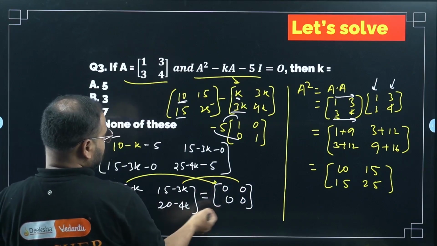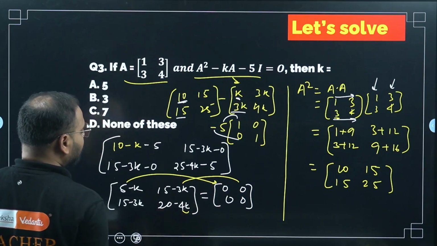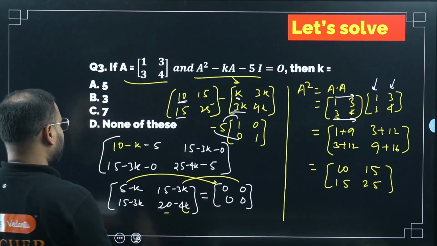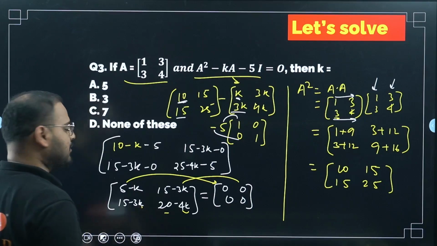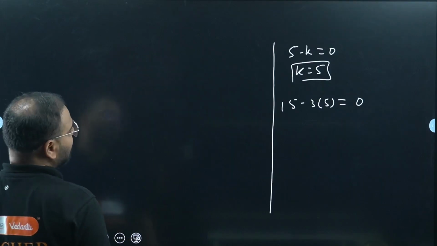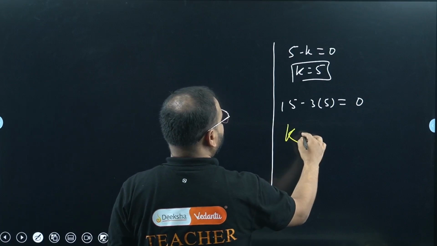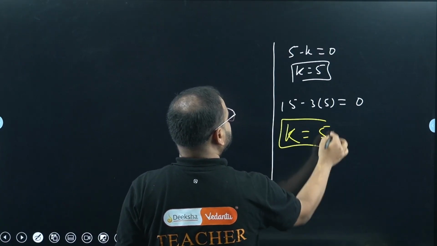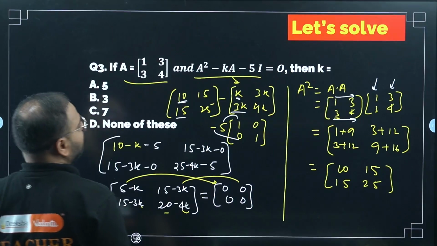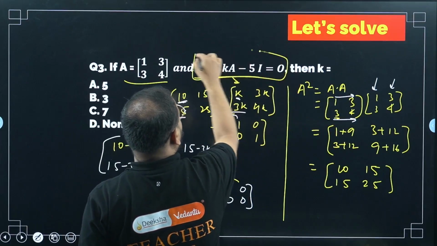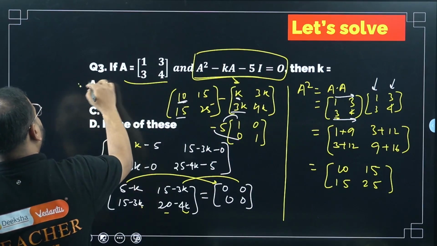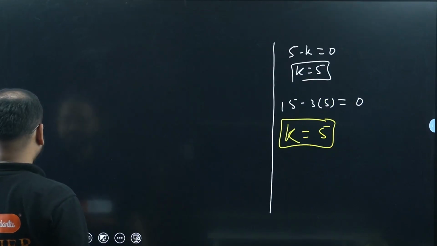Similarly for this, if you put here 5, 5 into 4 will become 20. 20 minus 20 is 0. Put here 5. 5 into 3 is 15. 15 minus 15 is 0. So yes, k is the value. K is the value which is 5, which makes this relation true. My answer is k equal to 5. Option A. Okay, quickly we did.